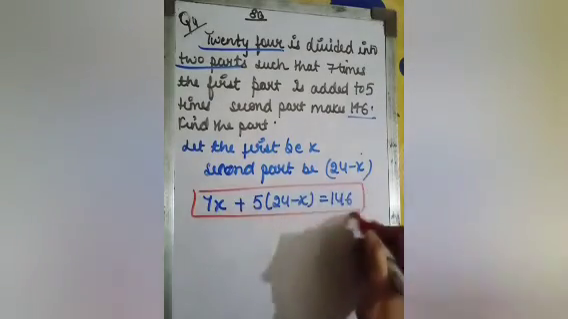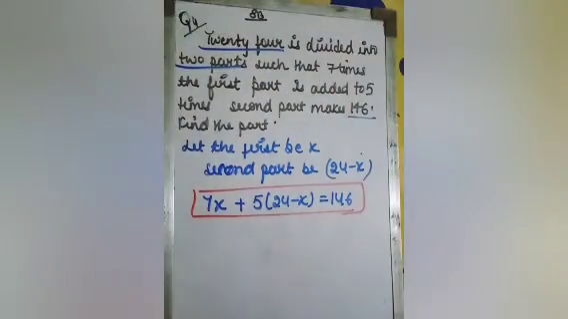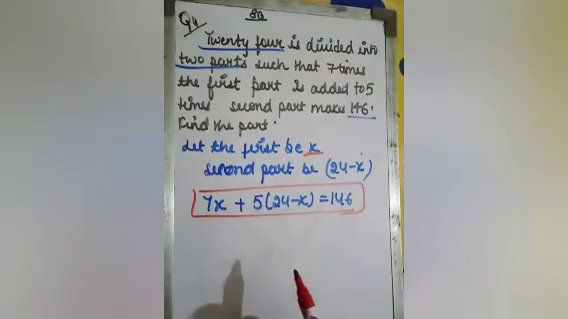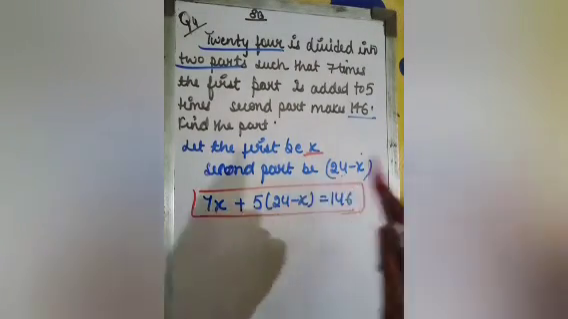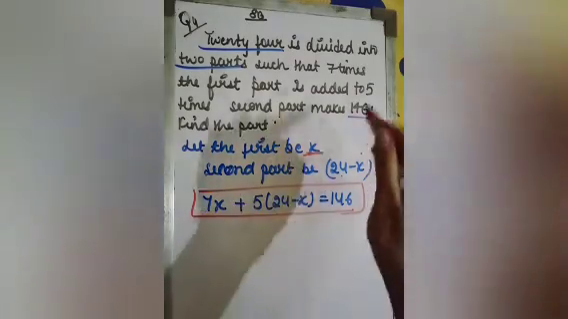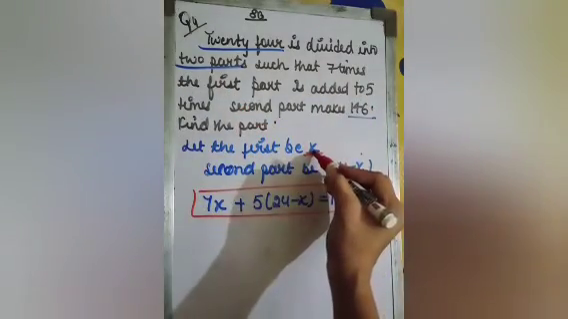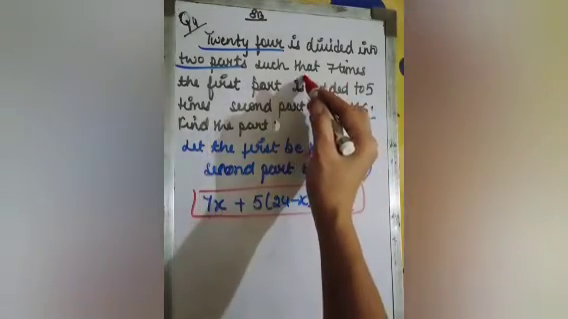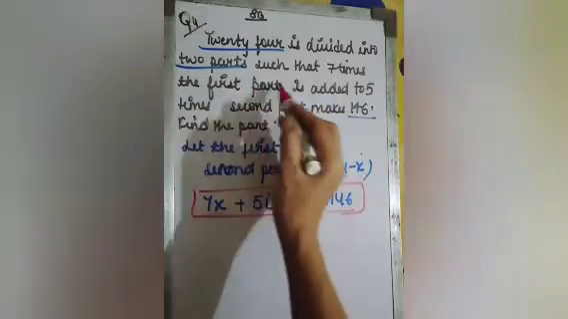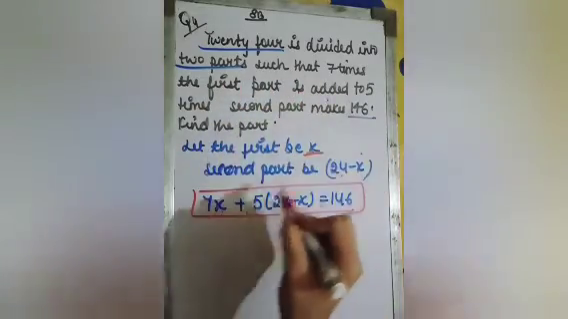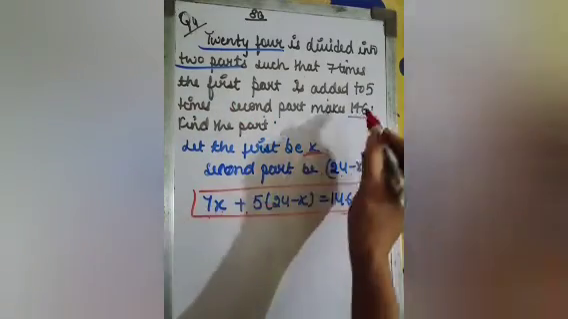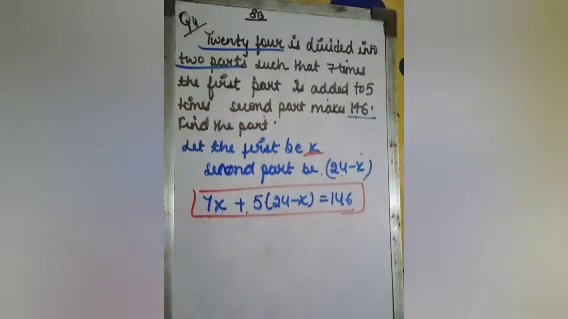Now let's see one more time. 24 is divided into 2 parts. 24 को 2 parts में divide करना है. Let the first part be x and second part will automatically be 24 minus x. It says 7 times the first part. First part was x, so 7 times of first part it will be 7x. Such that 7 times of the first part is added to 5 times the second part. Second part ka 5 times makes 146, right? Now solve this equation.